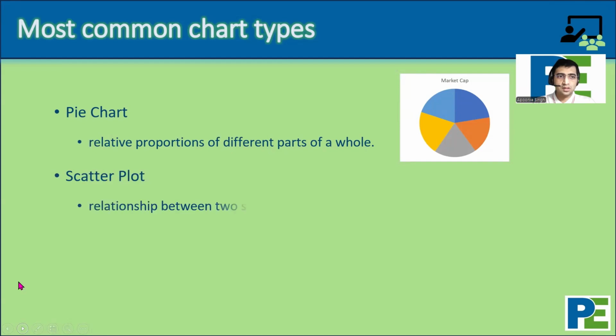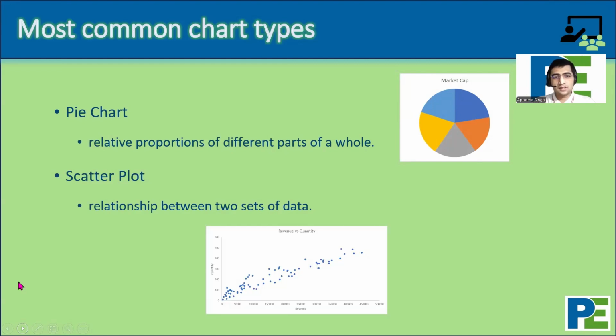And the next one is a scatter plot. What this does is it identifies relationships between two sets of data. Here is an example of a scatter plot where you see one variable on the x-axis, which is a numeric variable, and the other variable is on the y-axis, which is also a numeric variable. And this scatter plot shows how both of these variables are related to each other.